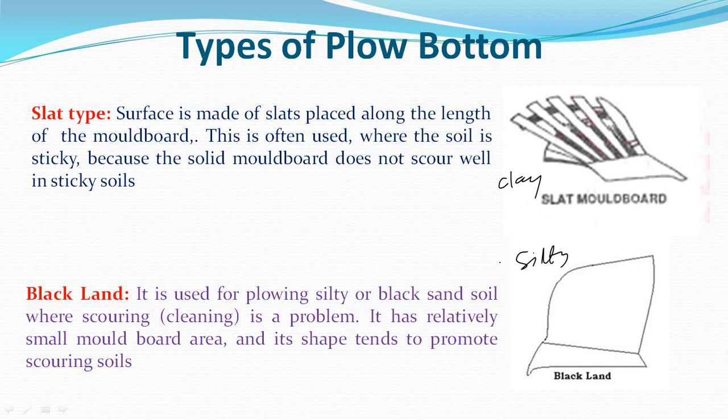Silty soil means more loams, which are black in nature, black sand soil, where scouring is a problem. In this case also scouring is a problem. It is a relatively small mold area and its shape tends to promote scouring of soil. So there is basically a little difference between slat type and blackland type, but in blackland the shape is designed in such a way that it promotes scouring of the soil. So these are the different types of plough bottoms.